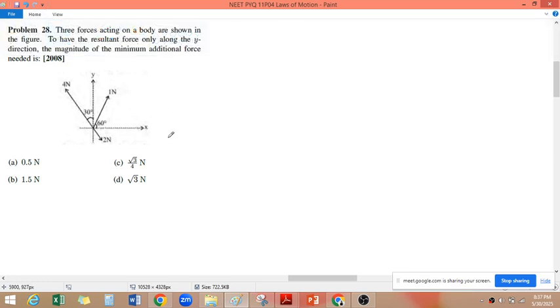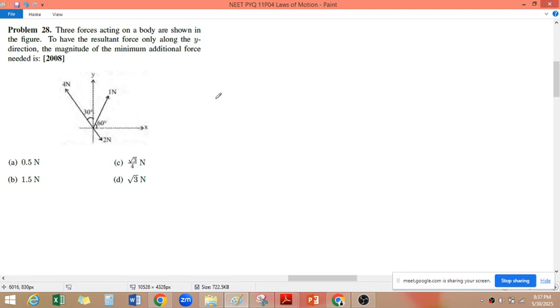Three forces acting on a body are shown in the figure to have resultant force only along the y direction. The magnitude of the minimum additional force needed is. This may look like a very complicated problem, but it's actually a very easy problem. What they're saying is the resultant should be only in the y direction. The x direction forces should cancel each other. So that means you have to add one more value. That's what they are asking.